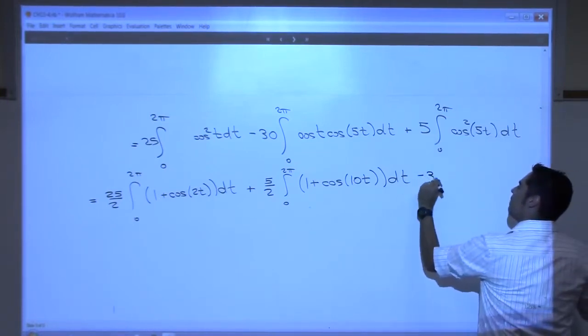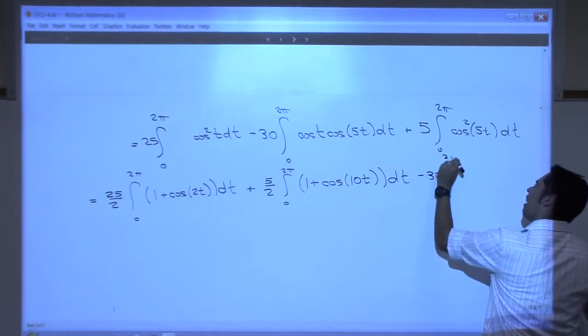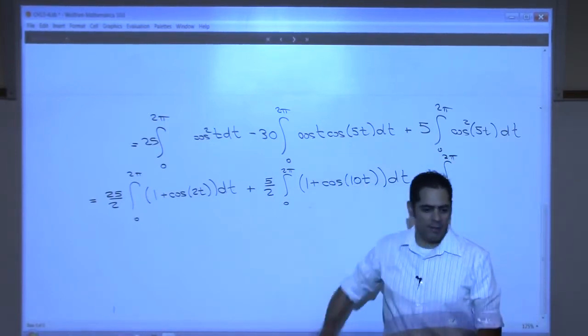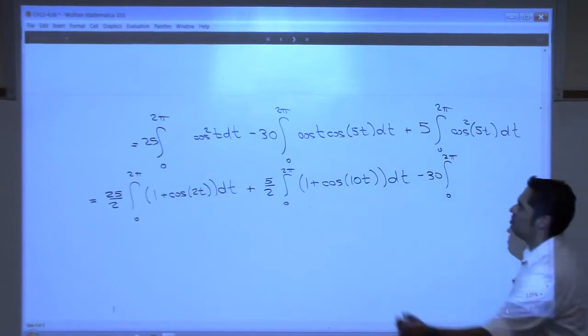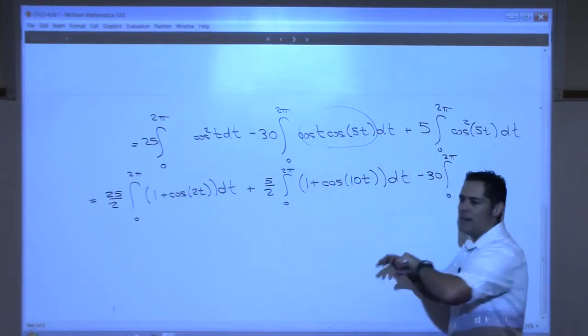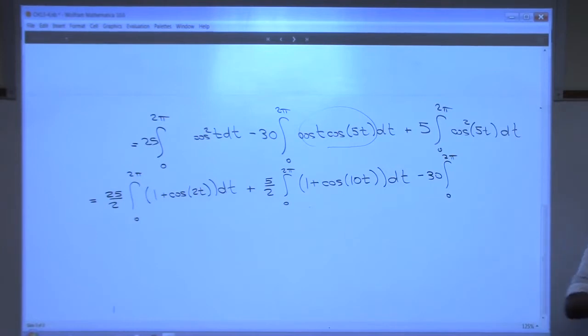Minus 30, integral 0 to 2 pi. How do you want to handle cosine t, cosine 5t? You're fumbling through those. Yes, that's right. You have a product to sum formula somewhere in your pre-cal formulas. No, we don't need to do it. Just there is a formula that allows you to split that out into a sum, and then you're in business.